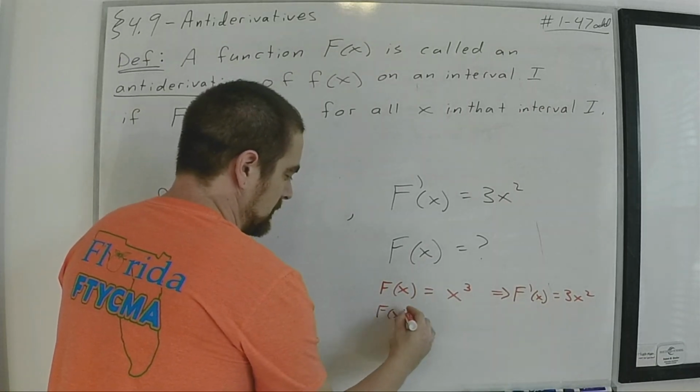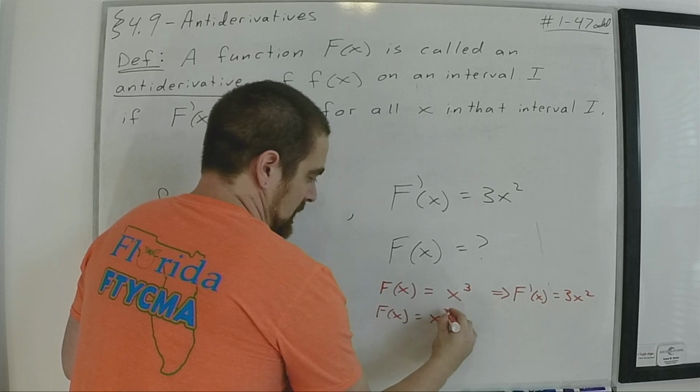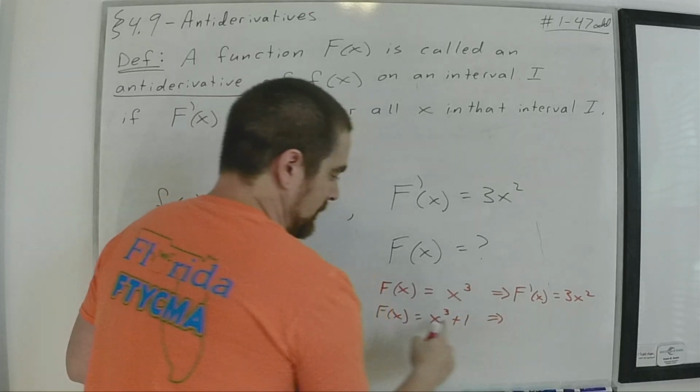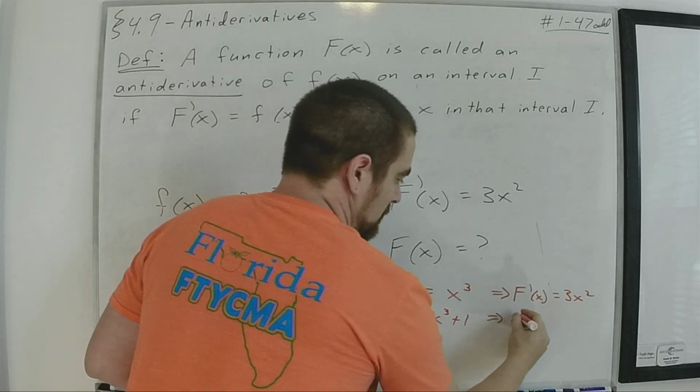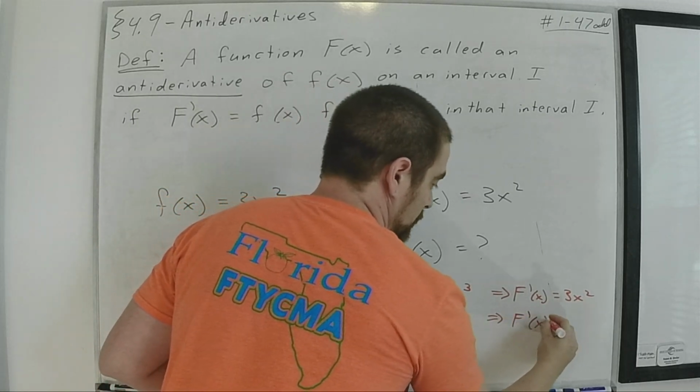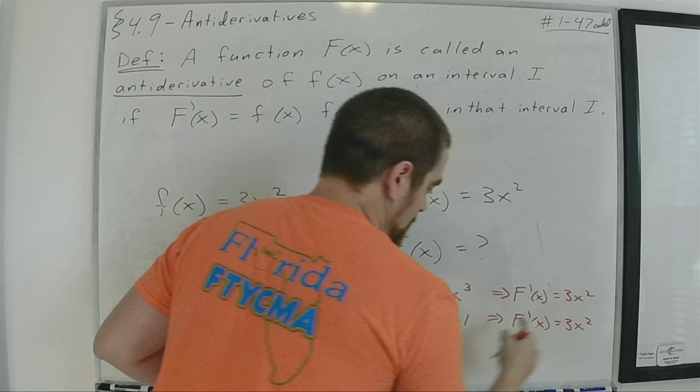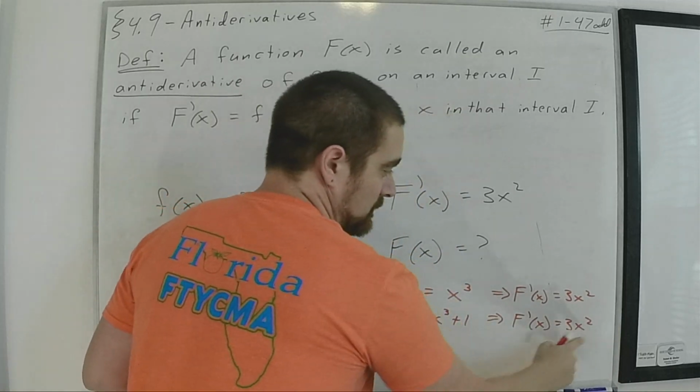functions out there that I can choose, like x cubed plus 1. If I differentiate this function, I still get capital F prime to be 3x squared because the derivative of a constant is 0.